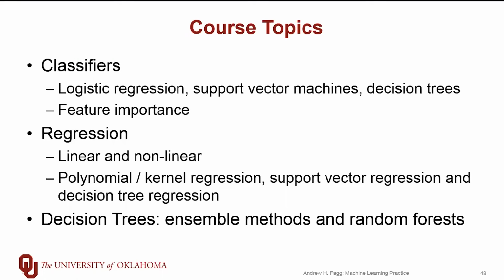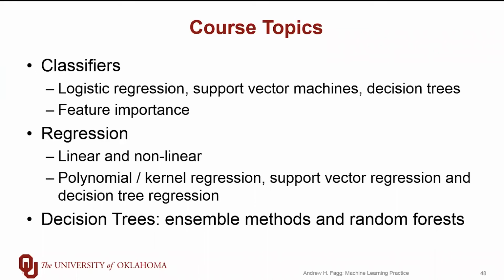We've already talked about this distinction between classifiers and regression. Classifiers, we'll talk about a variety of different kinds of algorithms, from logistic regressions and support vector machines to decision trees. Classifiers in particular are very interesting in that we can ask about which of the input variables are most important for making decisions. And this helps us really understand how the classifiers are working. So this is the topic of feature importance.